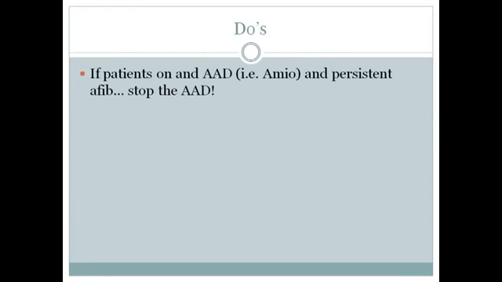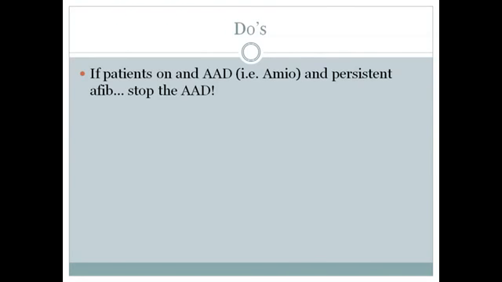Do's. Patient on antiarrhythmic drugs, for example amiodarone, and persistent AFib. So a patient comes to the clinic and they're on chronic atrial fibrillation, rate control. They tolerate beta blockers and calcium channel blockers well. There's no contraindication for that. Somebody put them on amio years ago or months ago to try to put them back in sinus rhythm. They're not in sinus rhythm. Amiodarone is not doing anything.